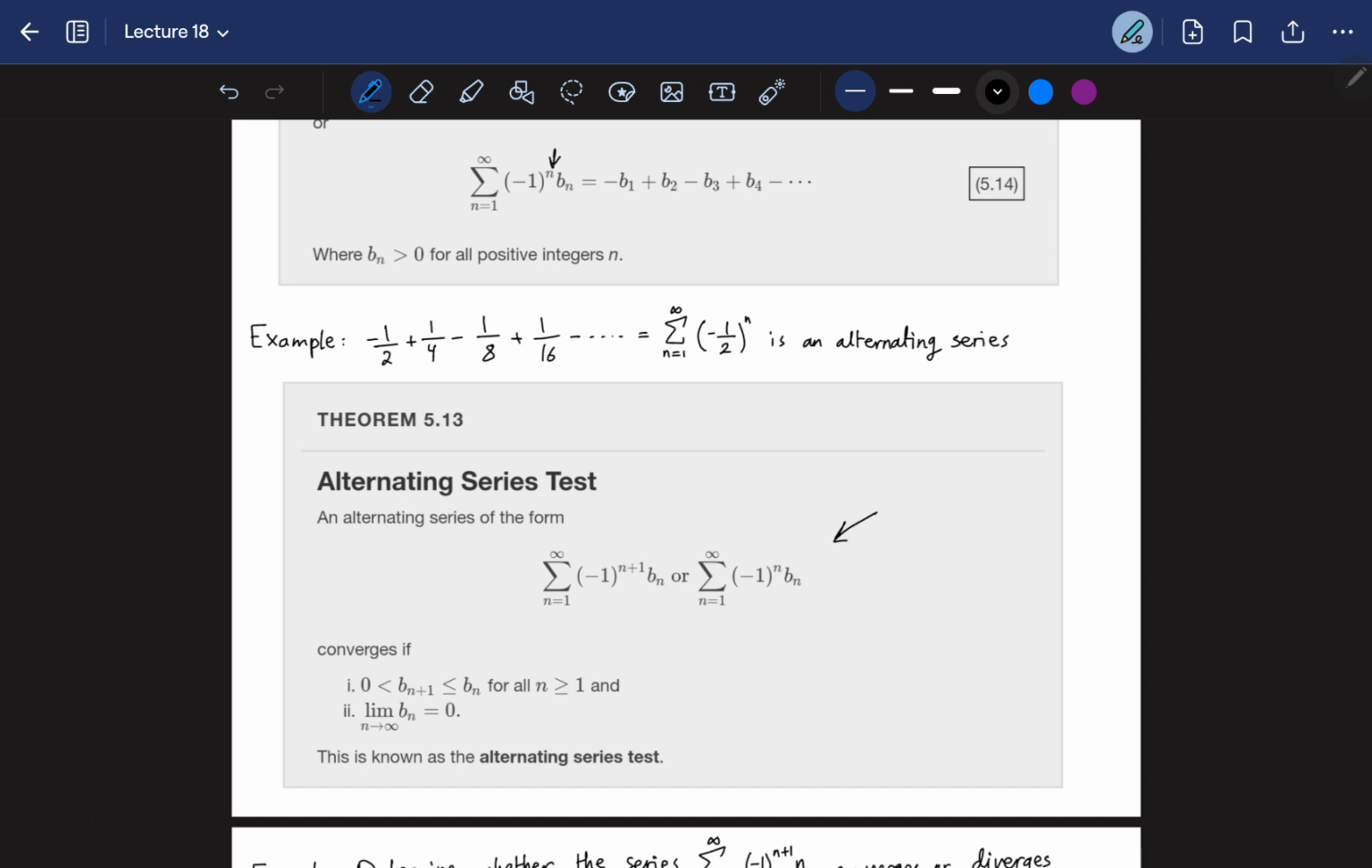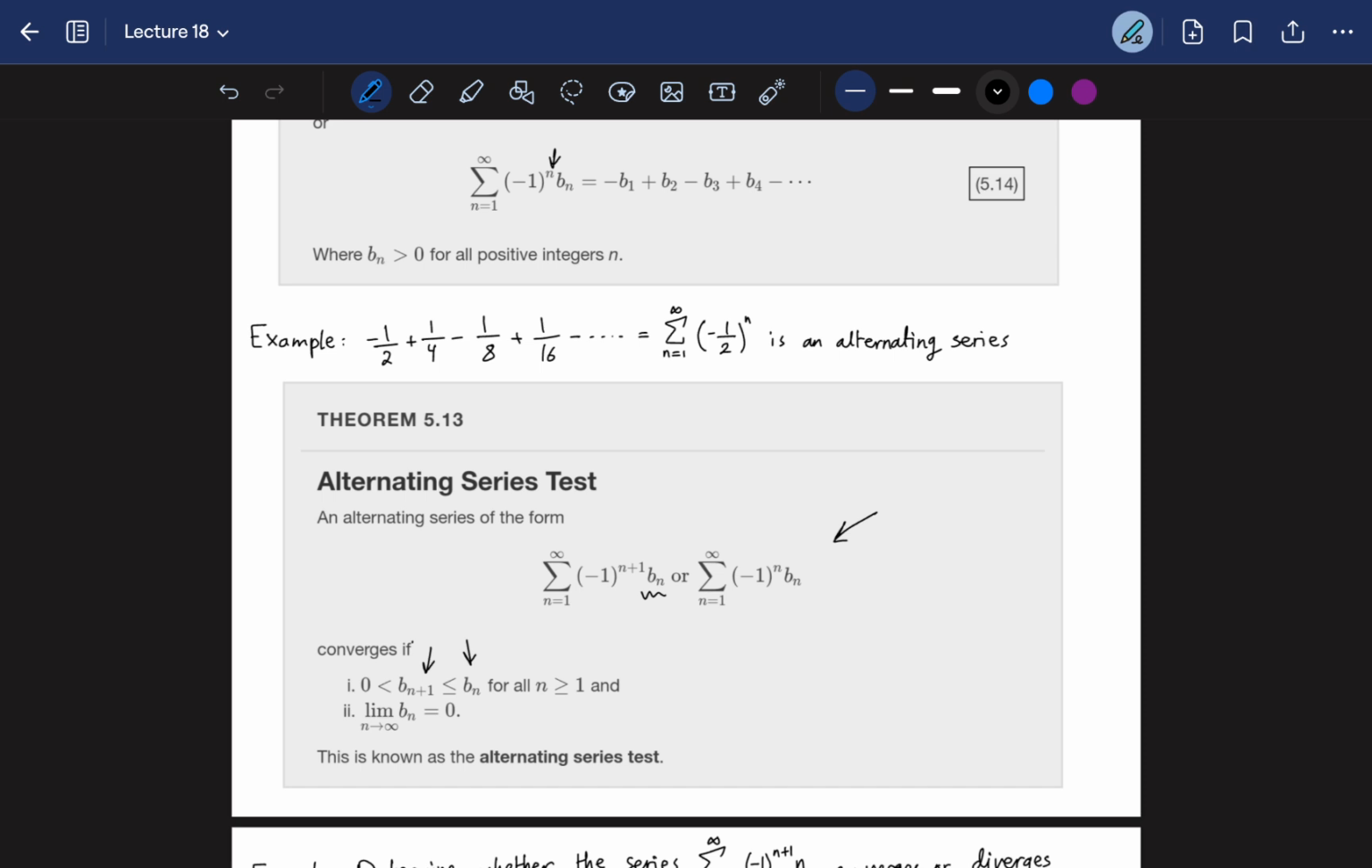This test proves the convergence if two conditions are met. First of all, my b_n, which is the thing multiplied by your (-1), must be decreasing. So b_(n+1) is less than b_n, so your terms are becoming smaller. And the limit of this b_n is equal to 0. So if these two conditions hold, then your series is convergent.